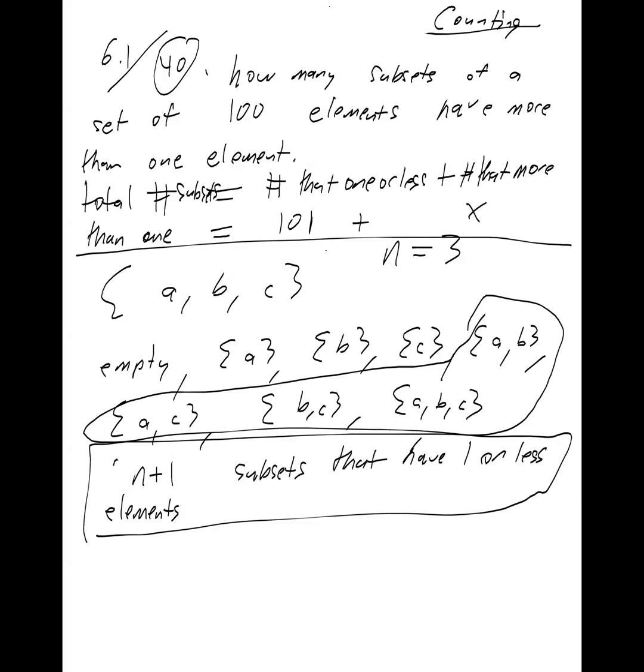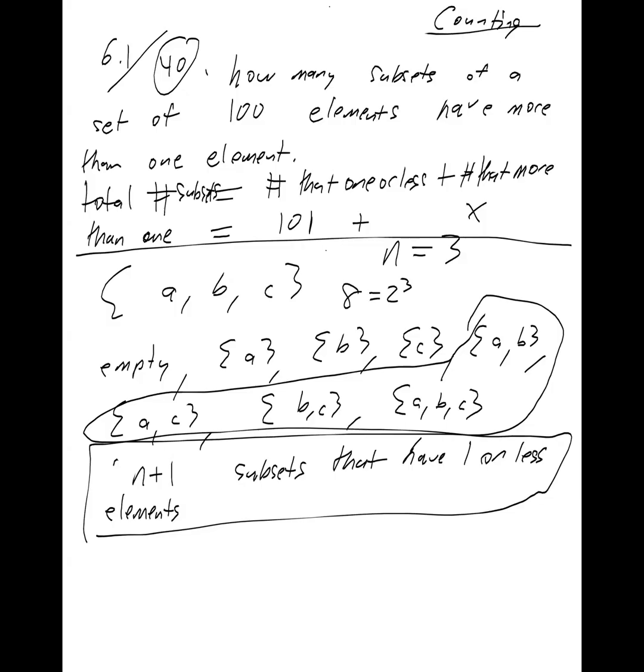So this right here is 8, right? 8 subsets, which is equal to 2 to the third. How many subsets would there be in a set of 100 elements? 2 to the 100, right?